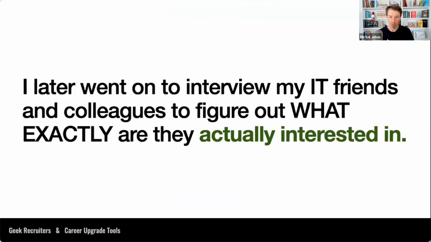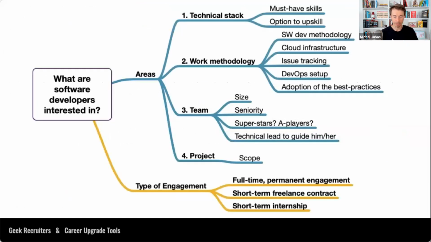So I later went on to interview my IT friends and colleagues to figure out what exactly they are actually interested in. So we created this mind map to indicate what software developers are interested in. So obviously the technical stack, what are the must-have skills? And usually there are only 3, maybe 4, but usually 3 technical skills only, or even 2. For a PHP backend developer, it would be just the programming language and framework, Symfony or Laravel. The work methodology. What's the level of adoption of best practices? What about the team? Are there any senior superstar team players? What about the project? Why is the project interesting? What is it like working in the company on that particular project? The type of engagement goes without saying.